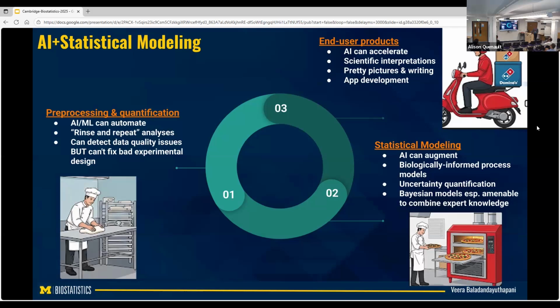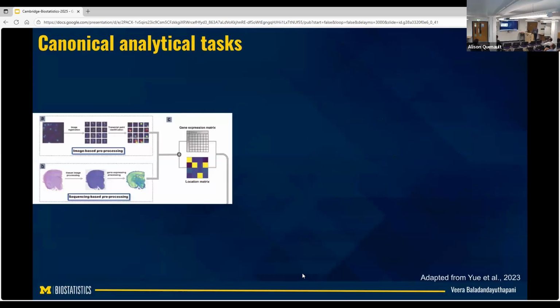If you get the pizza analogy here, the Domino's one, Domino's is headquartered in Ann Arbor, Michigan, that's where I'm from. All right, so getting past that.